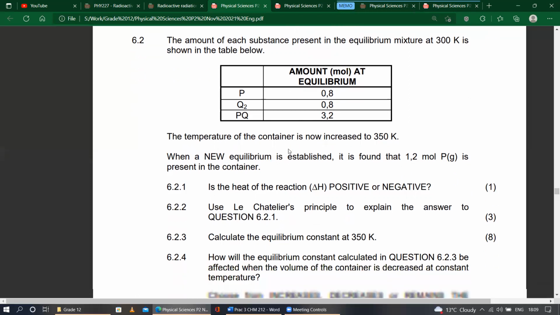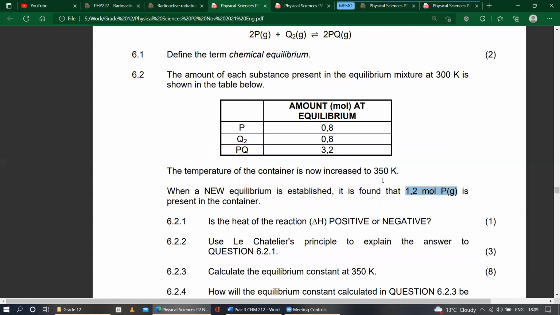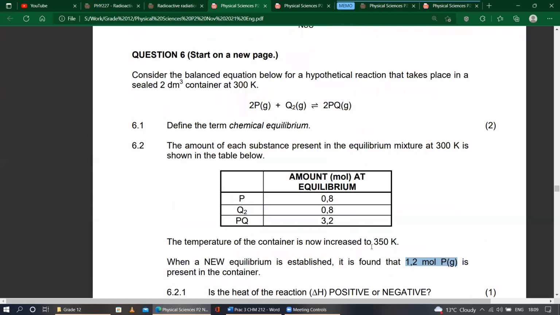So they say the temperature of the container is now increased to 350 Kelvin. When the new equilibrium is established, it is found that 1.2 moles of P is present in the container. So they are going to ask, is the heat of the reaction positive or negative? So from this information, when they say the temperature is increased, is the heat of the forward reaction positive or negative? What do you think?